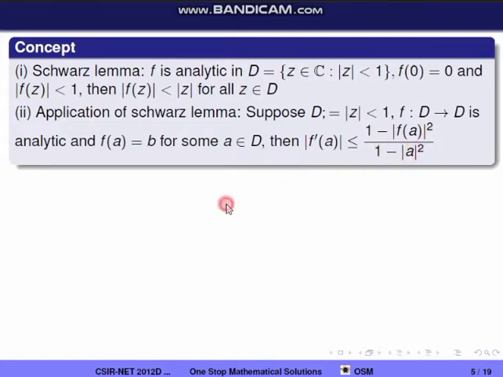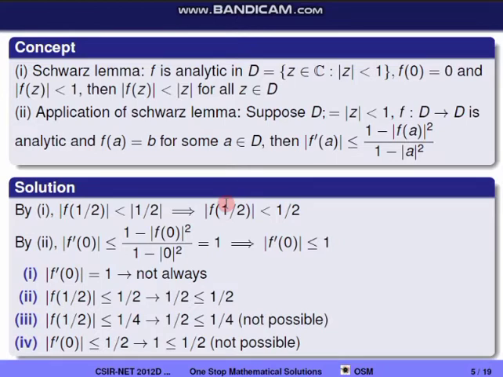So now we'll move on to the question. The question satisfies Schwarz lemma's hypothesis. Therefore, mod f of 1 by 2 is less than or equal to mod 1 by 2. 1 by 2 is a positive quantity, so this implies mod f of 1 by 2 is less than 1 by 2. Also, from the second concept, mod f dash of 0 is less than or equal to (1 minus mod f of 0 square) divided by (1 minus mod 0 square). We have f of 0's value equal to 0. So when we substitute and simplify, we get this value as 1. So this implies mod f dash of 0 is less than or equal to 1.